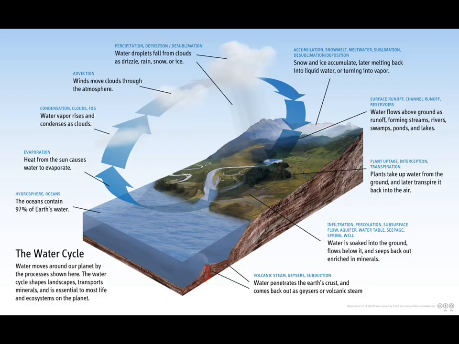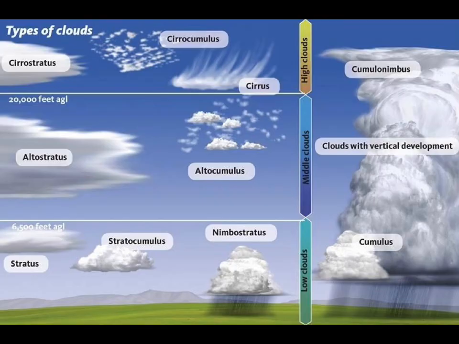Water moves from a liquid to a vapor state, and back again, through a continuous cycle of evaporation and condensation. The clouds that form from water condensing in the atmosphere are classified according to their height and their characteristics. There are high, middle, and low clouds, as well as clouds with vertical development.